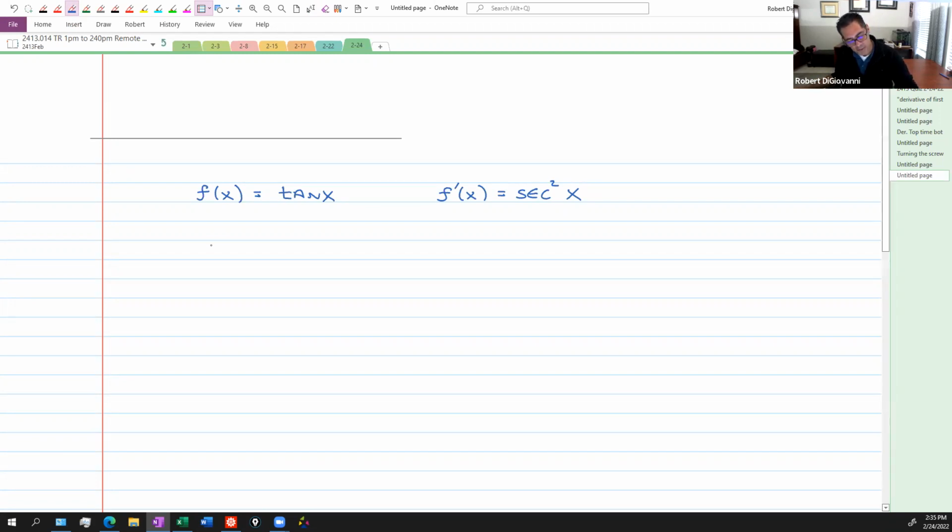It's going to be pretty simple to show now that we have the quotient rule, because I can rewrite tangent as sine over cosine. That's what tangent is, right? And now if I ask you for the derivative of that, you have a quotient, don't you? You have a top function and you have a bottom function.